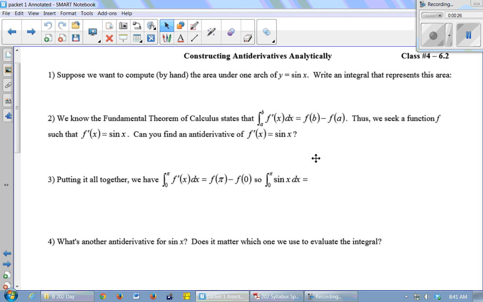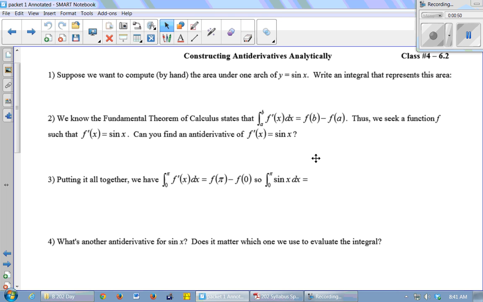Okay, so today we're going to talk about constructing antiderivatives analytically. That is, finding formulas for antiderivatives. Last class we constructed them graphically by sketching antiderivatives, and numerically by using the area under the curve to come up with the values of the antiderivative function. But now we want to be able to come up with a formula for the antiderivative function.